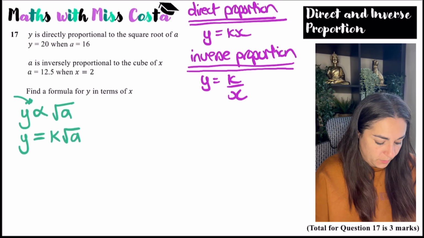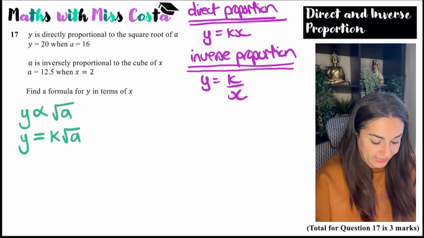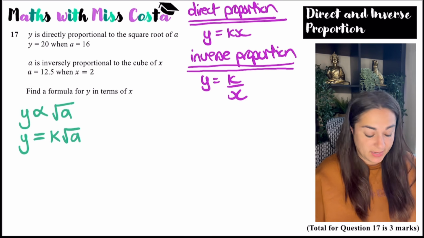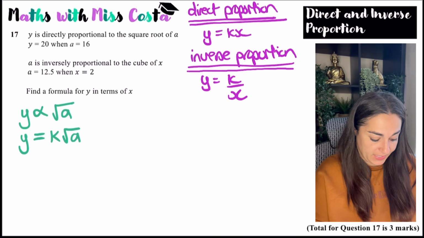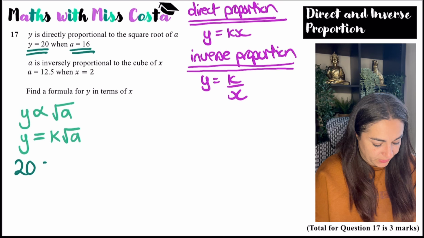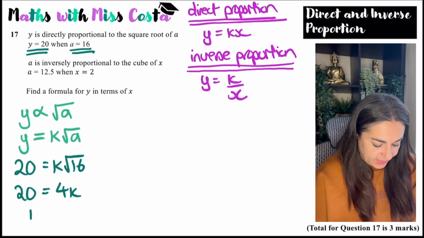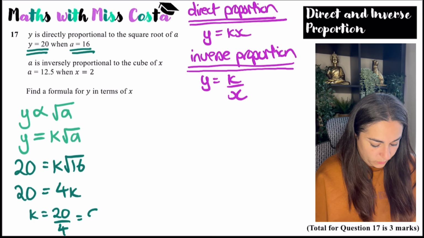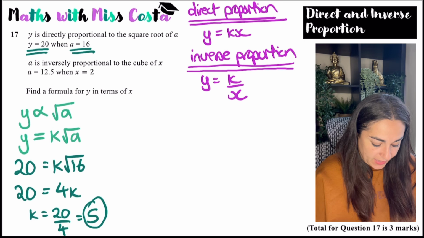And now that I've got my general statement set up, I can start substituting the values that I've been given. So when y is 20, a is 16. So 20 equals k root 16. So 20 equals 4k. So therefore k would be 20 divided by 4, which is 5. So I know k is 5.